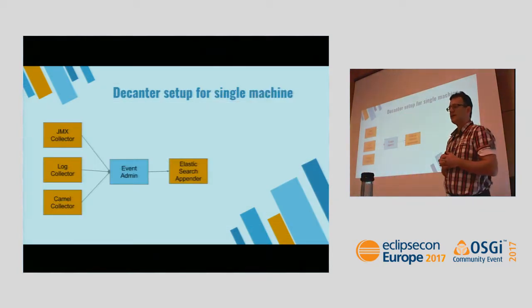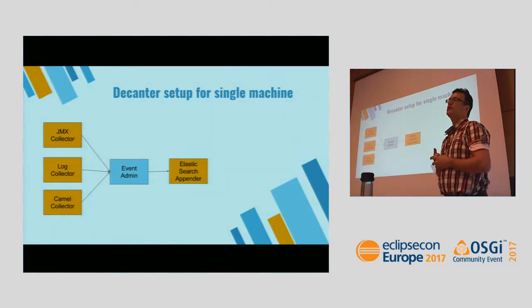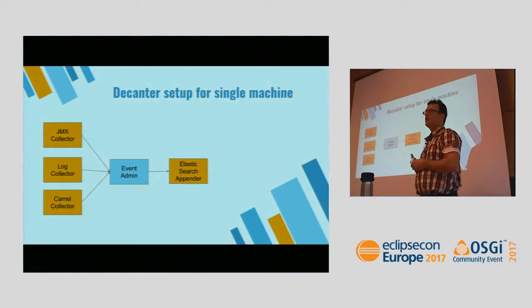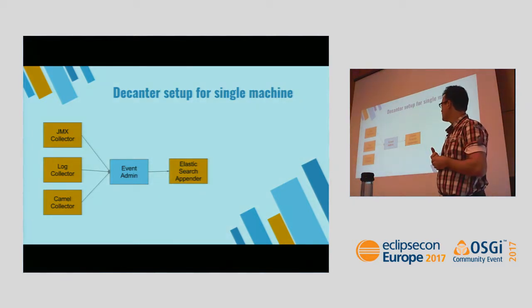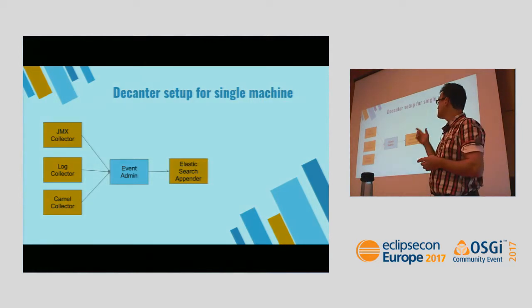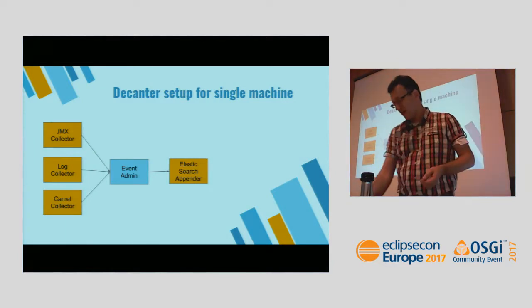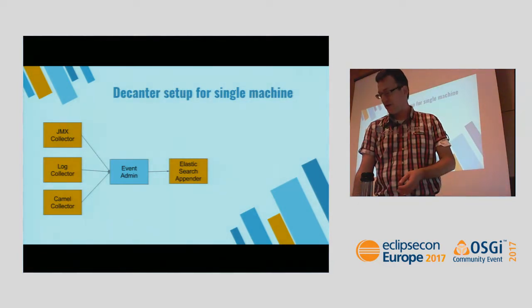So how can a setup of Decanter for a single machine look like? Typically, I want to have the JMX collector, a log collector at least, and then whatever plugins you want to have additionally for the type of frameworks you use. And a typical setup is to somehow send to Elasticsearch. There's a direct Elasticsearch appender that can directly plug into it, but we'll later see that there are other possibilities.